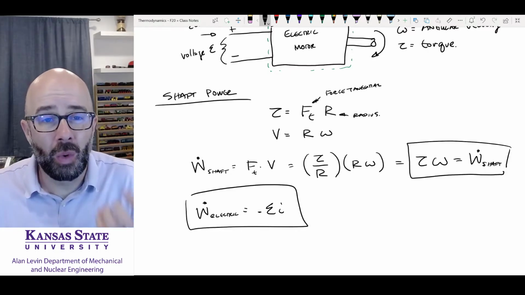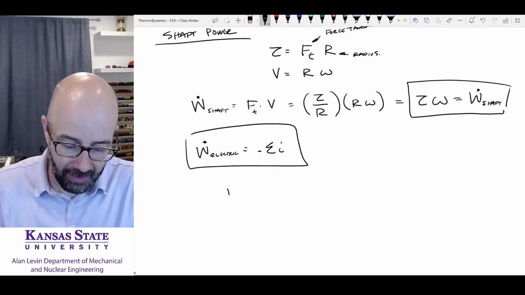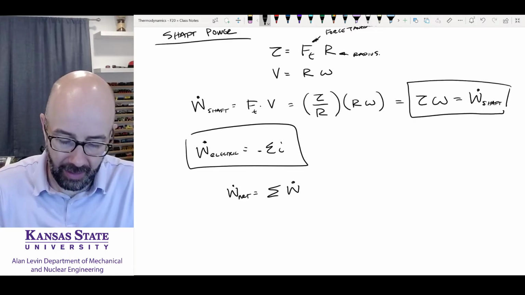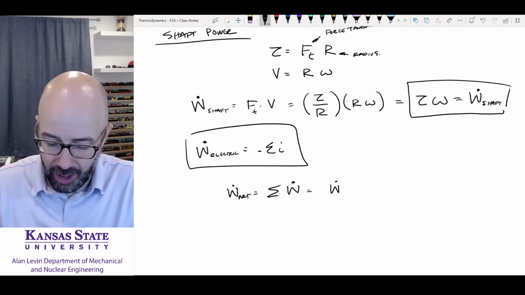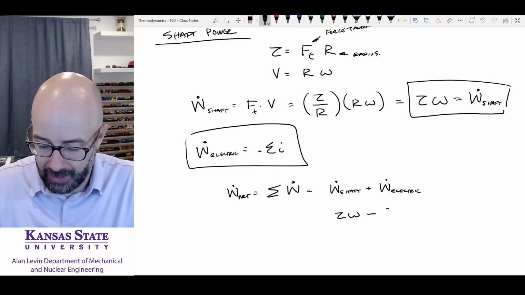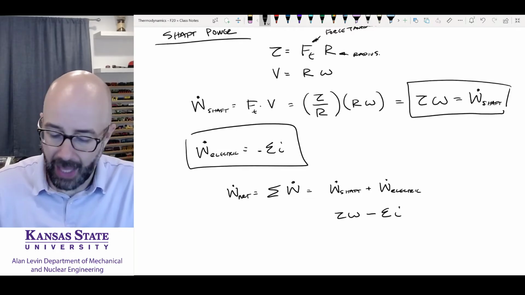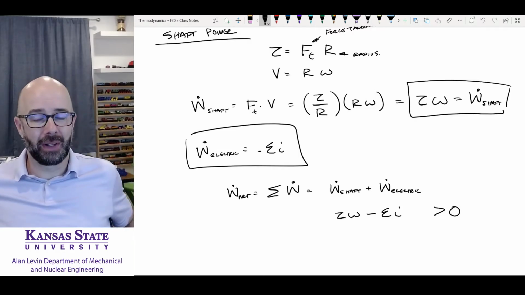When we're looking at an electric motor, we're often looking at the net amount of work. Okay, net. So W dot net is going to be the summation of all our power. That's going to be W dot shaft plus W dot electric. And we're going to get that this is equal to tau times omega minus the voltage times the current. And we want that to be greater than 0. You want to have net power. That's an important thing.